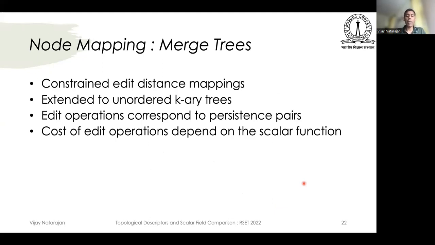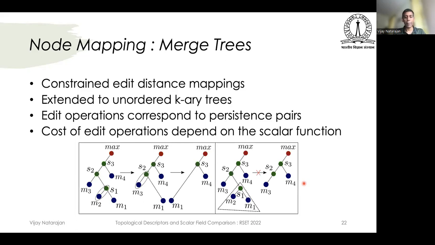To summarize, we focus on constrained edit mappings. This extends to unordered k-ary trees, not just to binary trees, again in reference to the earlier question. And the extension is fairly straightforward. We would like the edit operations to correspond to persistence pairs. So hence, we don't want entire subtrees to be removed. We want nodes to be removed in pairs, or nodes to be inserted in pairs. Right? And the cost of the edit operations clearly depends on the scalar function.